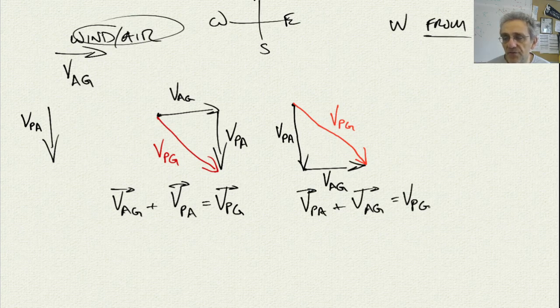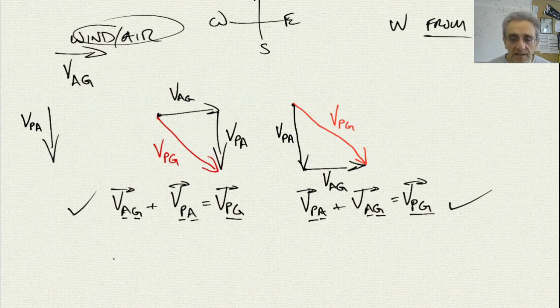equals VPG. Now notice the common subscript here is an A, and my A is first and second. Notice my common subscript in this one is A again, second and first. Notice that my resultant is PG in both cases. And notice P is first, G is second. P is first, G is second. So both of these equations are correct. And that's essentially an example of this concept of relative velocities.